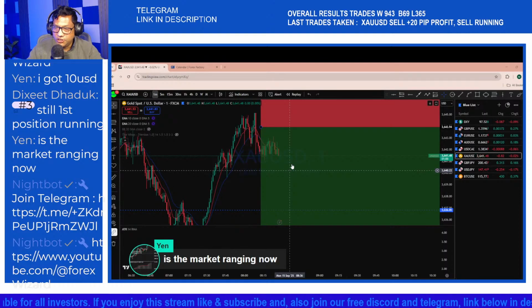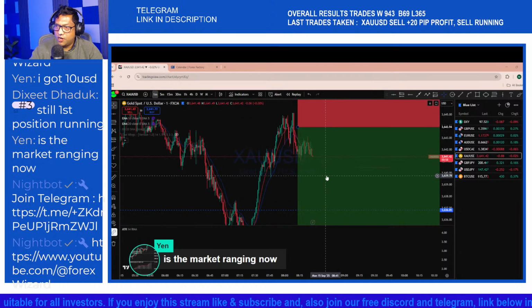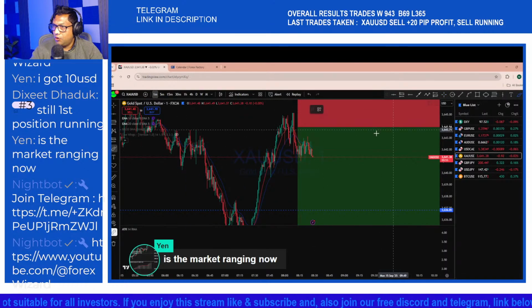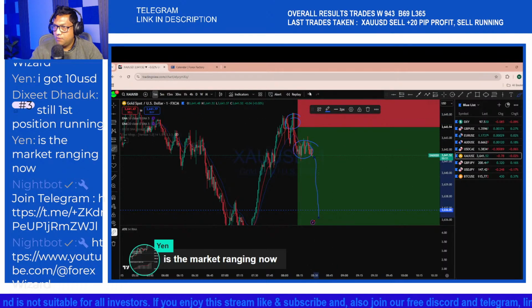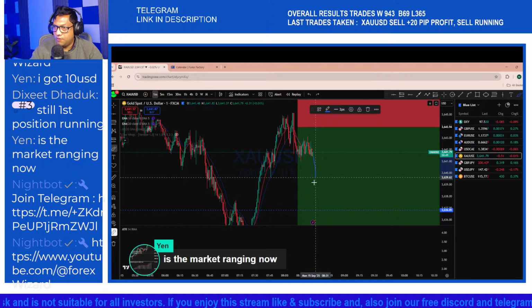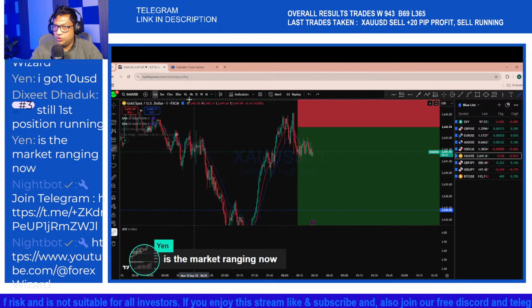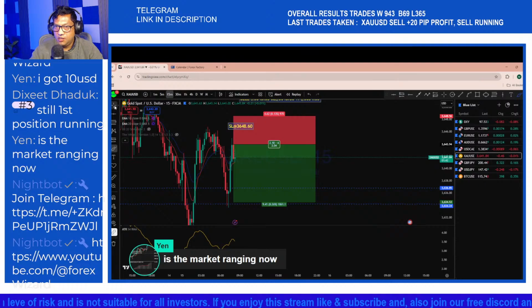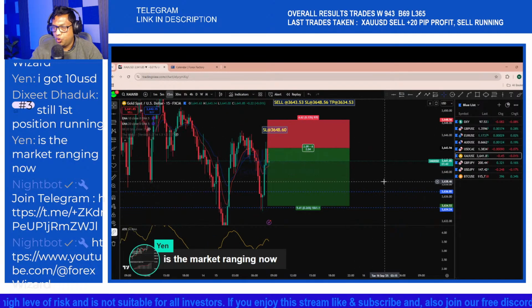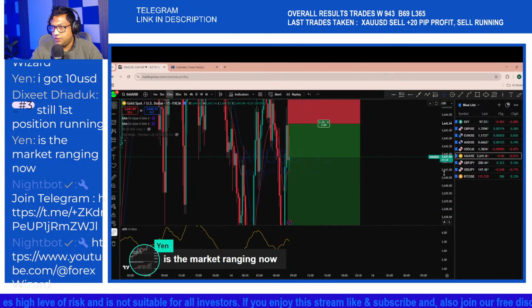Yeah, the market is ranging now, but the way the market structure is forming here on the 1 minute chart, it's potentially going to be bearish in that area, and I'm expecting the market to trend to this support level for the long-term picture. And that's where you can see the market is showing that downtrend here.